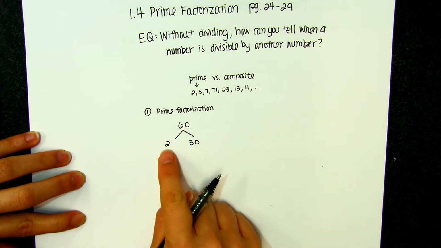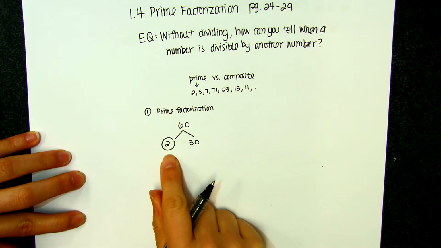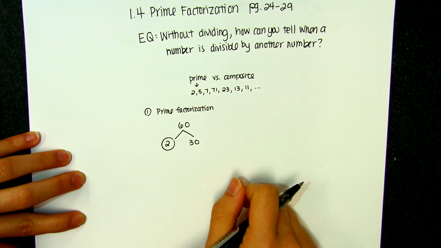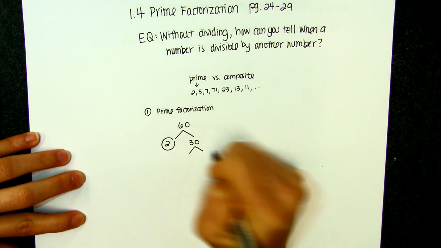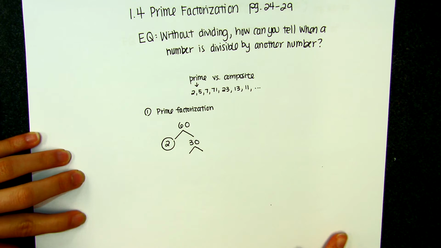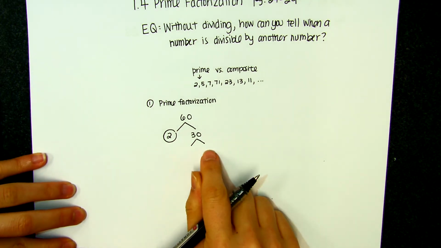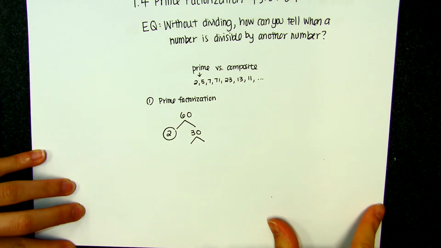So now I have to look: 2, is that a prime number or a composite number? If it's a prime number, you circle it and it does not branch out anymore, okay? Because it's going to keep branching out, become 1 and 2 anyway, so it doesn't branch out. 30 is a composite number, so I need to branch out and find another factor pair. And it could be any factor pair, okay? You can do 2 and 15. You can do 3 and 10, okay? It doesn't matter because your answer will end up the same anyway.